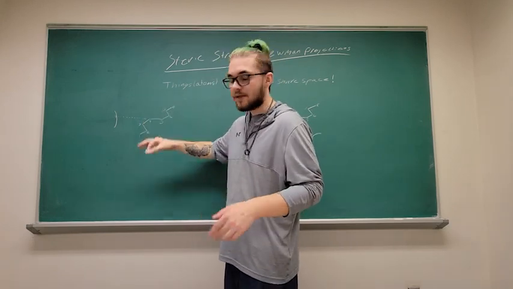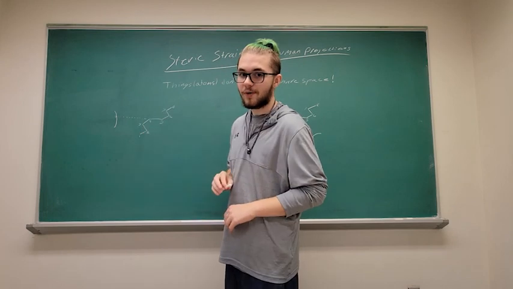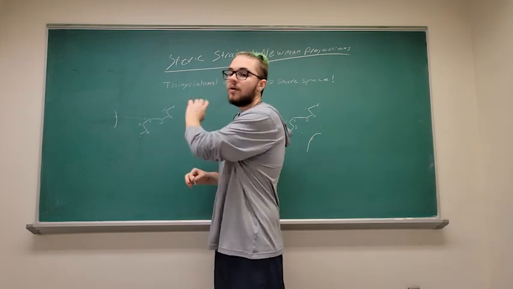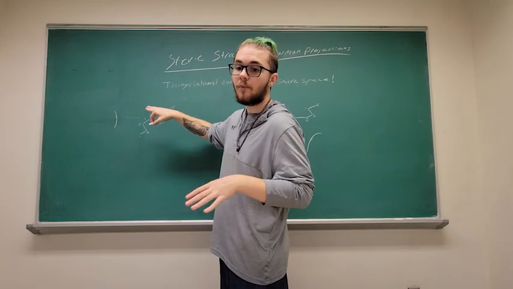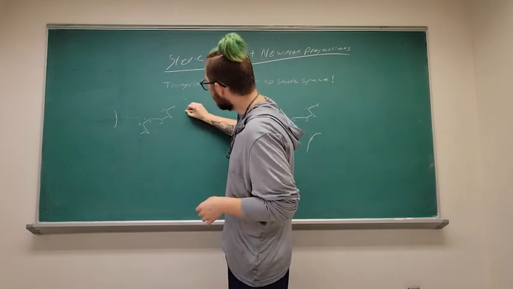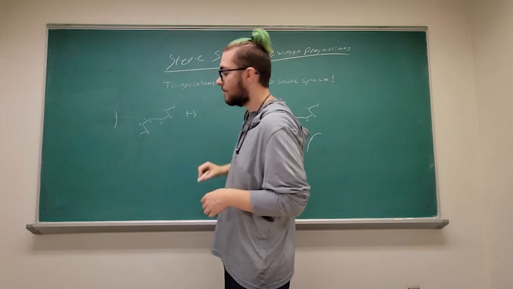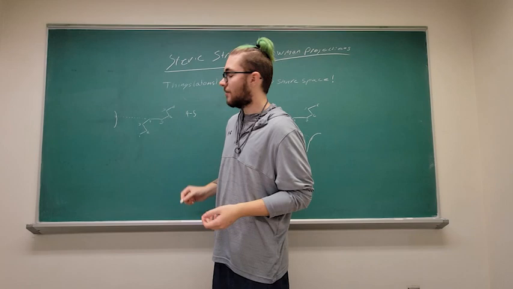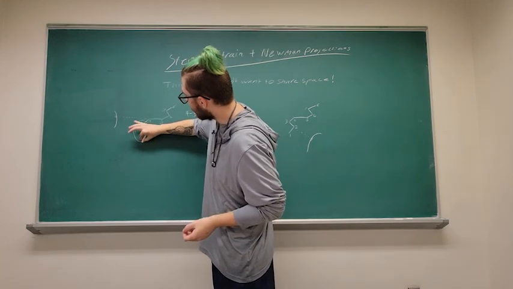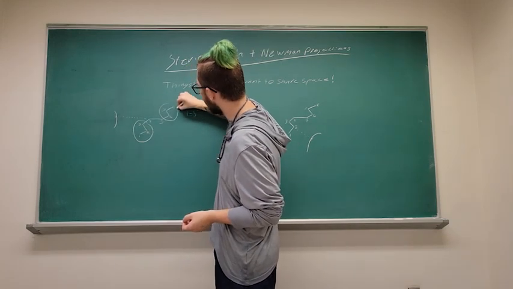It doesn't matter, 1 to 8, really. For this specific example, the numbers don't really matter. I just wanted to number them so that you could see which bond we're going down. So we're looking down the 4-5 bond, and now you can identify what your groups are. You have a 3-carbon group, and you have another 3-carbon group.